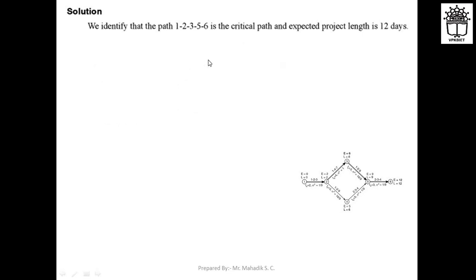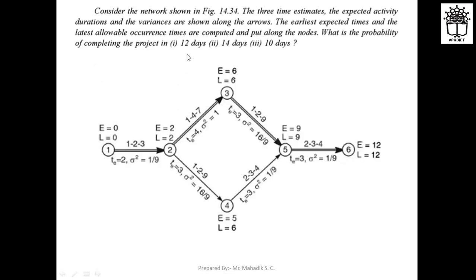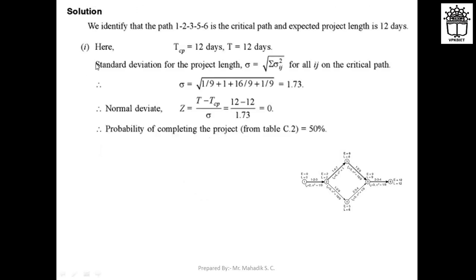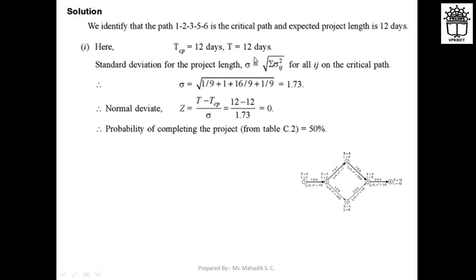Now for these 12 days, here they are asking what is the probability that the project can complete within 12 days, or within 14 days, or within 10 days. So let us calculate one by one. For 12 days you can see that TCP is equal to 12 days, right? So let us take T is equal to 12 days. The critical path is 12 days actually, and you have to calculate for 12 days also, right? So T is equal to 12 days we are taking.